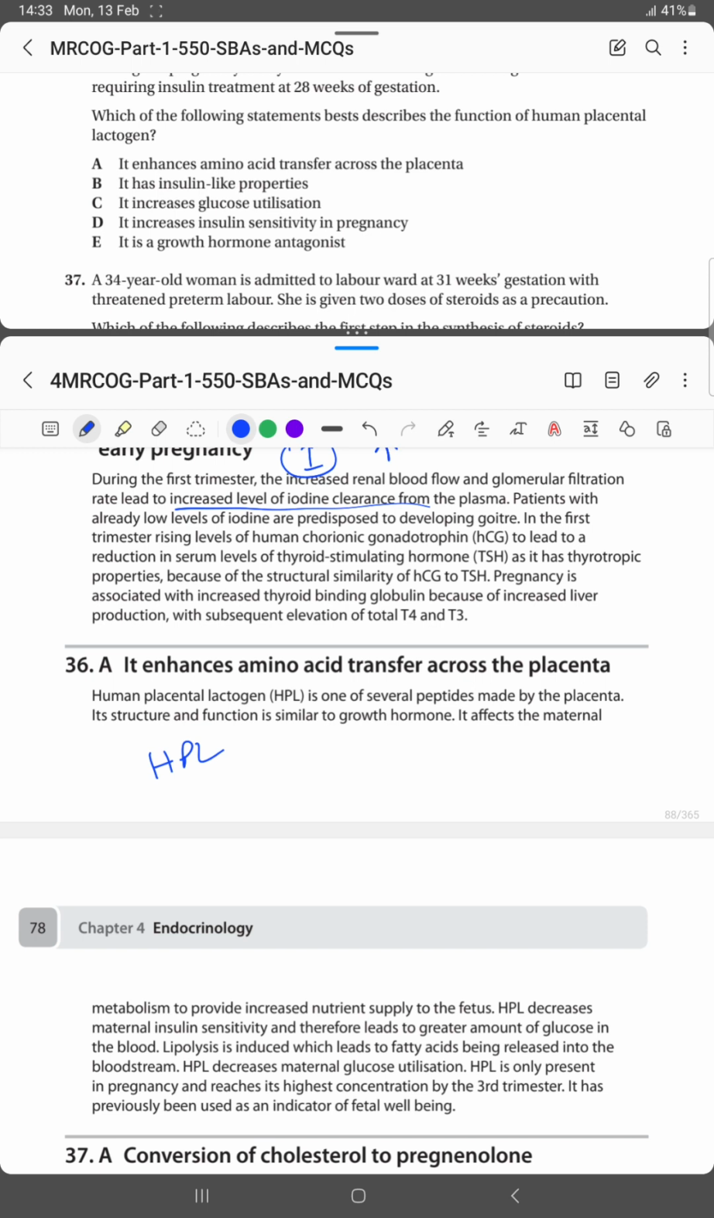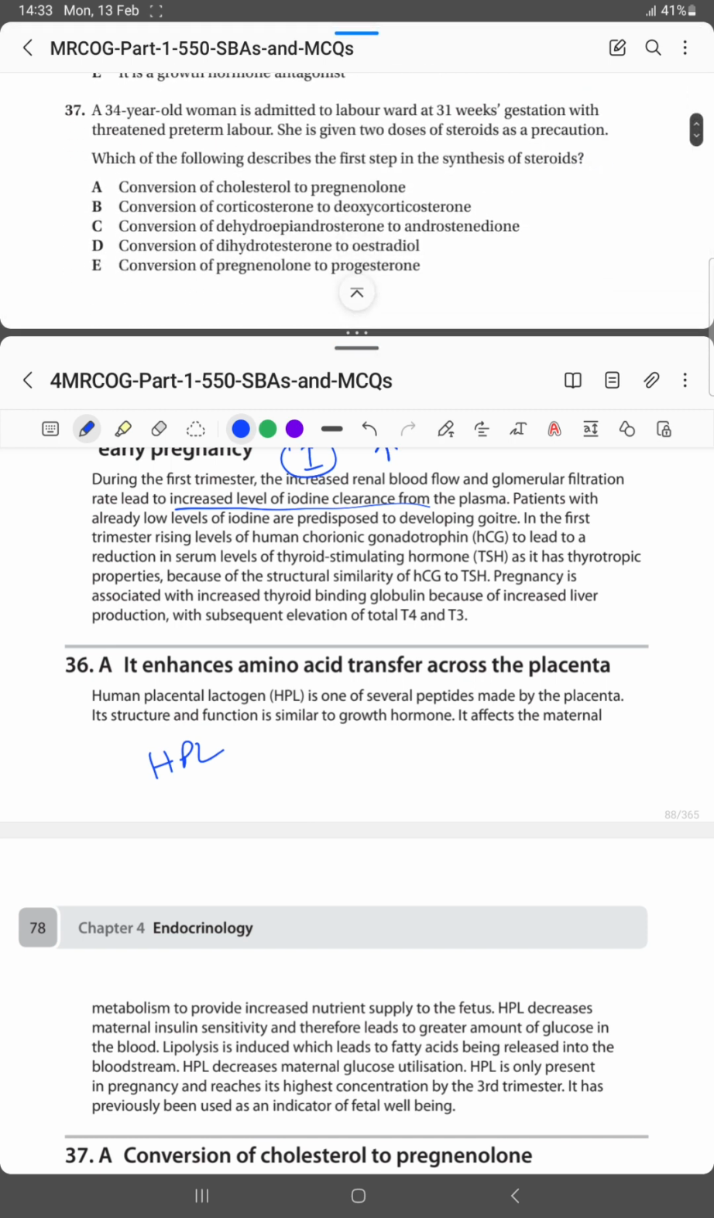So let's move to our options. Option A: it enhances the amino acid transfer across the placenta. Yes, that is true. It has insulin-like properties? No. It increases glucose utilization? No. It increases insulin sensitivity in pregnancy? No. And it is a growth hormone antagonist? No. So option A is correct.